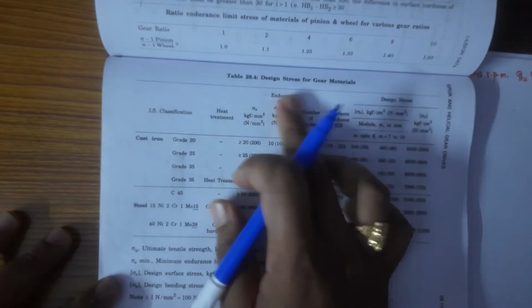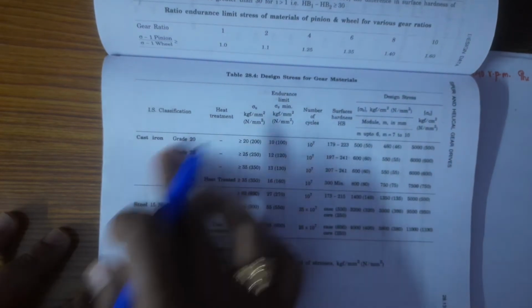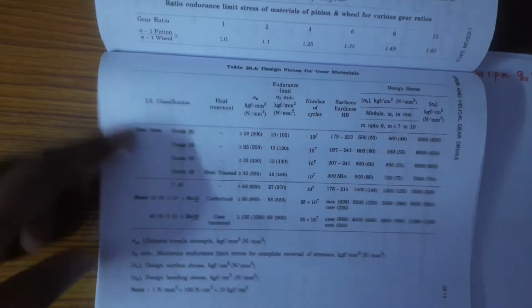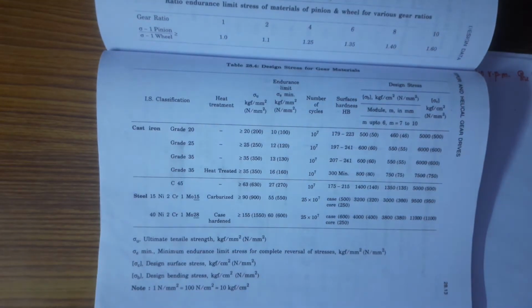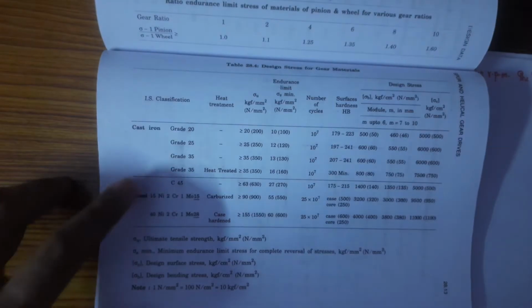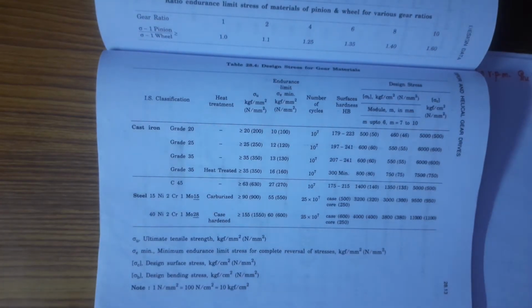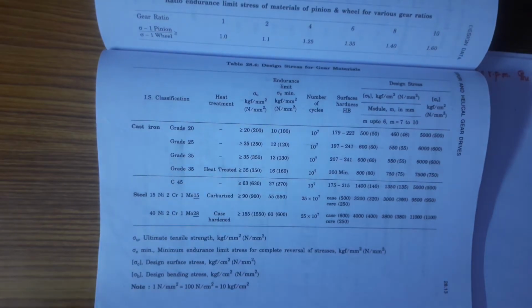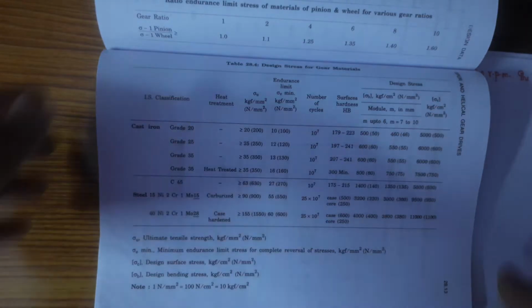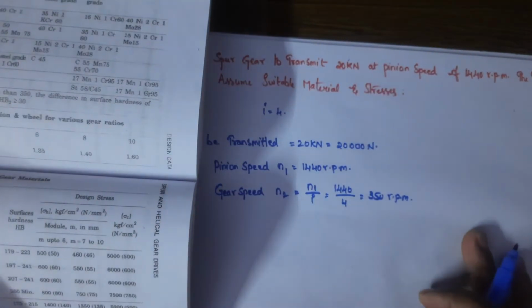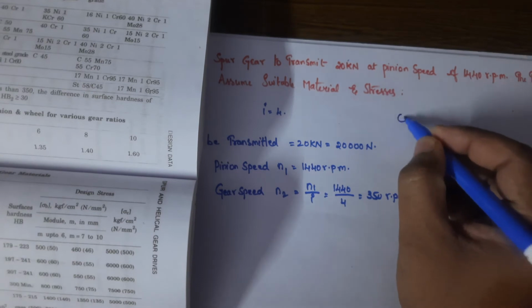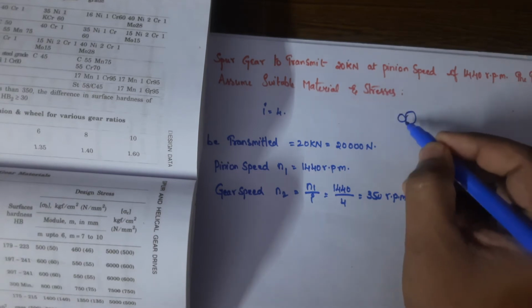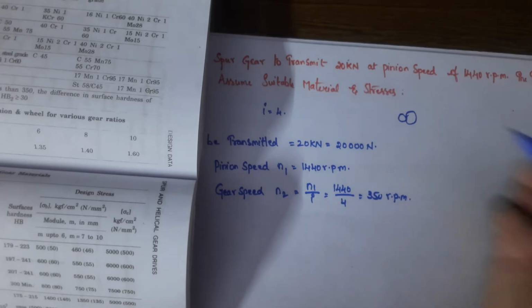Here you can find the design stresses for gear materials. Cast iron is used for low loading conditions, C45 for medium loading conditions, and alloy steels for high loading conditions. C45 is carbon 45 percent, which you can use for medium grade steels. As we know, the pinion is the smallest one and the gear is the largest one.